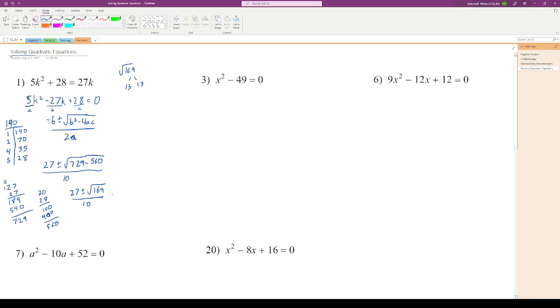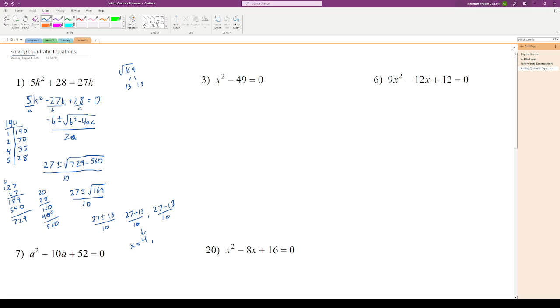So we've got 27 plus or minus 13 over 10. So now this is two different answers. We need to separate the plus and the minus. So one answer is 27 plus 13 over 10. The other answer is 27 minus 13 over 10. So 27 plus 13, that's 40 over 10. So this answer is x equals 4.